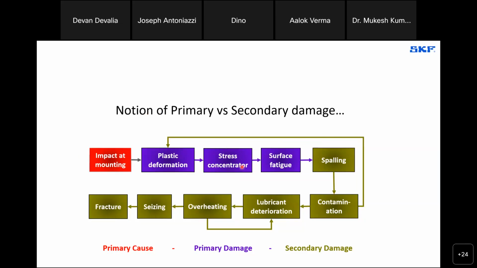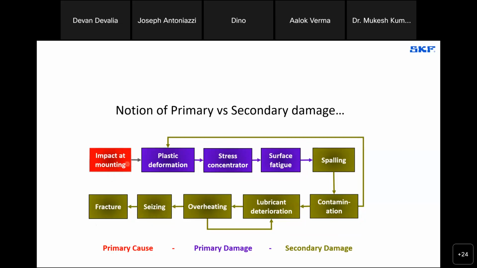That was an area of stress concentration, ended up having surface initiated fatigue with spalling that produced contamination in the bearing cavity, deteriorating the lubricant, causing overheating because there was more friction, ended up having the bearing seize that led to a fracture. So, if we caught this bearing, obviously we would have caught it at the fracture. Going all the way back and unpacking what actually happened, that's the challenge, to go all the way back to determine that it was something that happened at mounting.